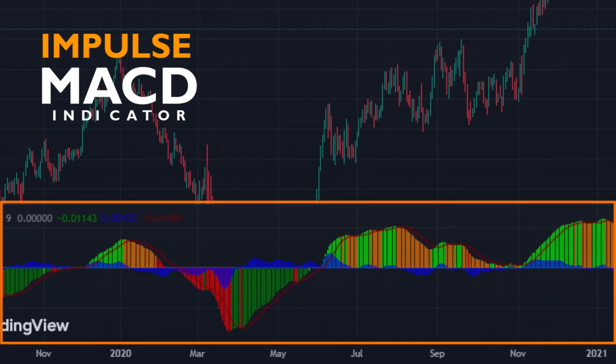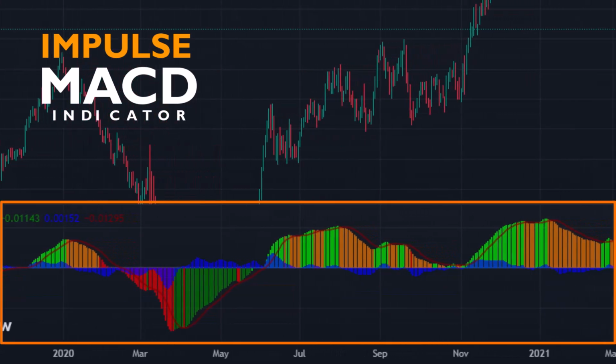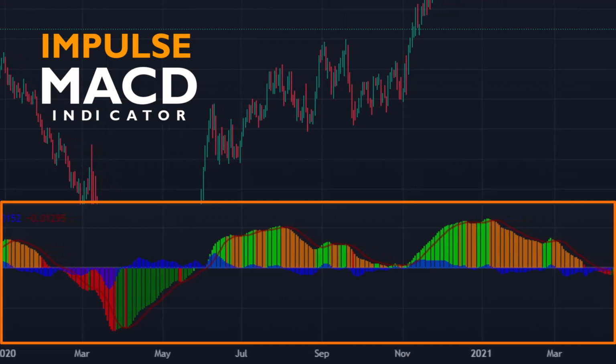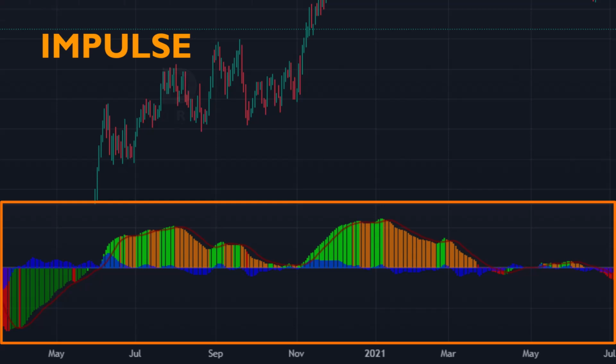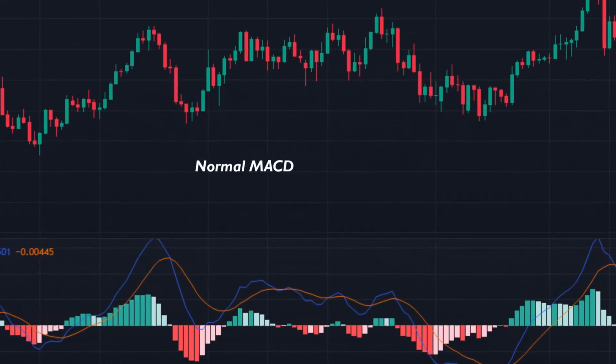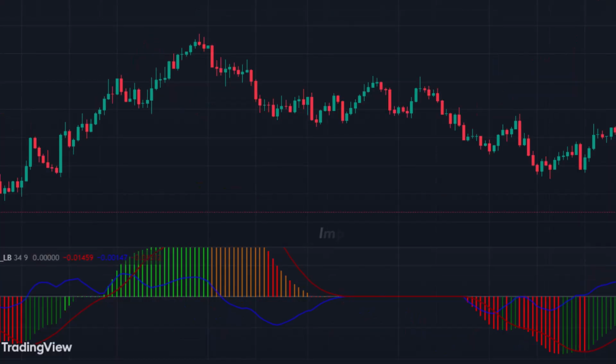Similar to the old MACD, the Impulse MACD is also a momentum indicator that could detect trends. However, it has its own unique feature. The difference is that unlike the normal MACD, which displays multiple false signals when the market is ranging, the Impulse MACD filters out these false signals and goes completely flat, as you can see here. And so because of this unique feature, you're now less likely to get trapped by these false signals.